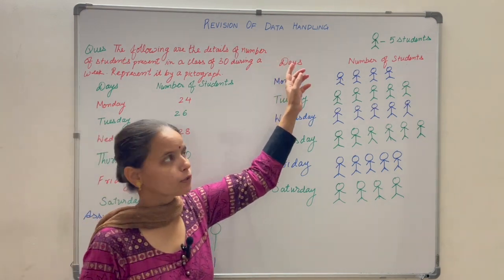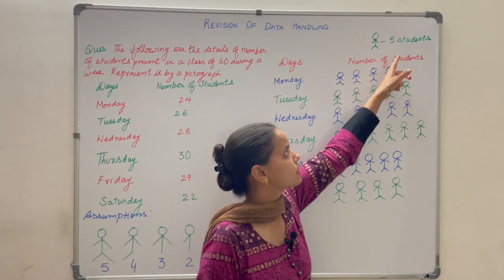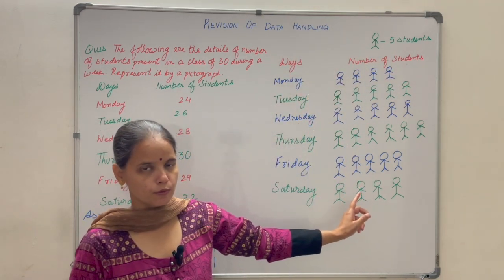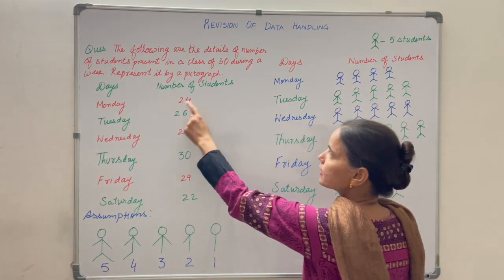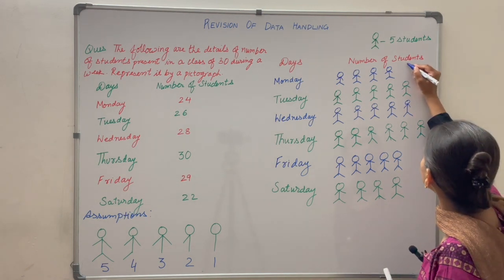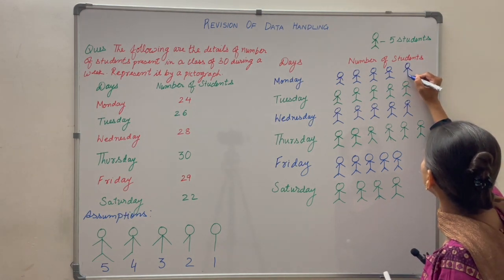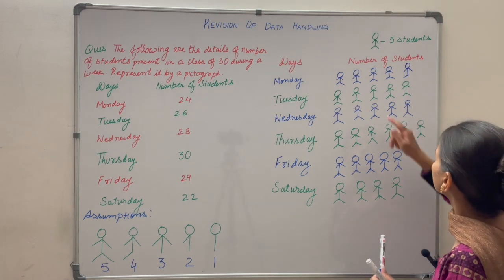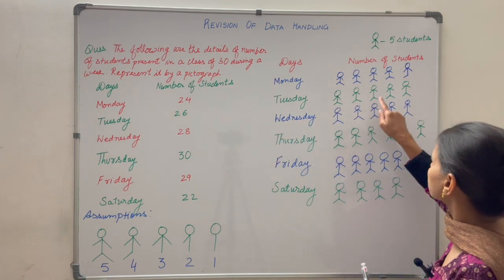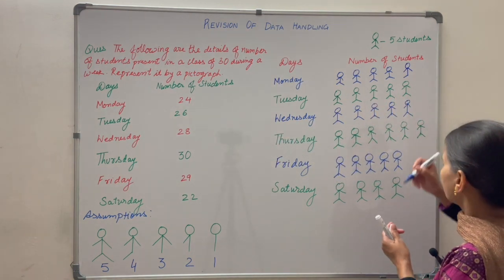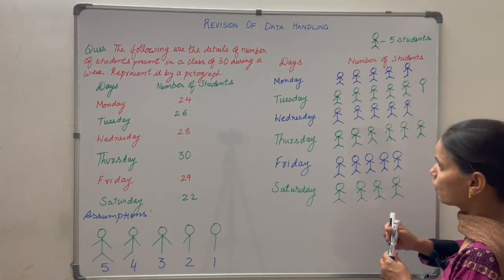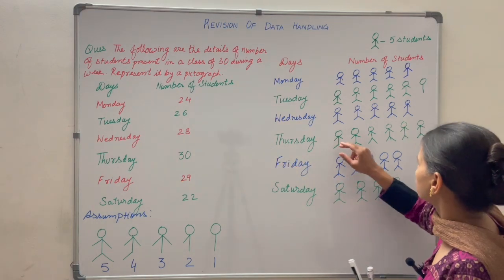So to draw the pictograph, I have made the symbol here. This represents 5. Days I have written down here. Number of students I am going to represent it here. So for Monday it is 24. So this is 20. 24 means this is 1, 2, 3 and 4. So this is 24. For Tuesday 26: 10, 20, 25 and this represents 1. So this is 26. For Wednesday 28.